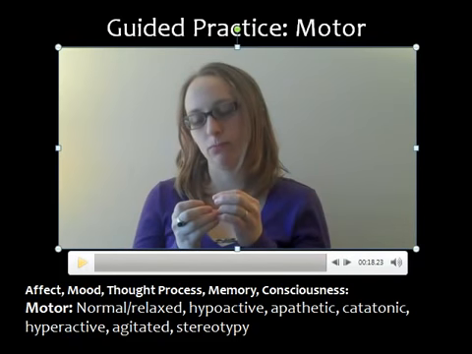Pause the video now and assess the client for affect, mood, thought process, memory, consciousness, and motor movement. This client has a full and congruent affect. They do seem to be dysphoric and irritable, and that is clearly evident in their expressed emotion. In terms of their thought process, it's very difficult to know. Are they ruminating, for example? Are they preoccupied? We don't know, so we'd indicate unable to assess for thought process. We don't know the degree to which they have an intact memory, so we would indicate unable to assess for memory.